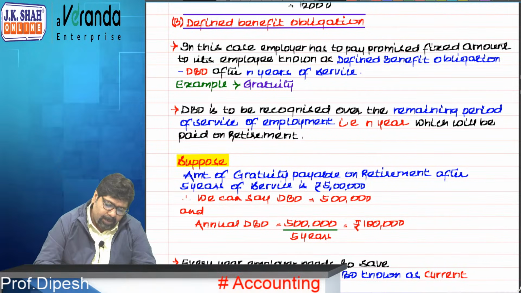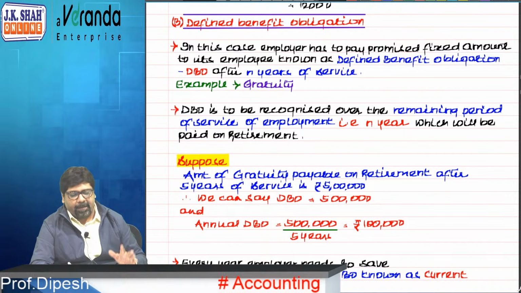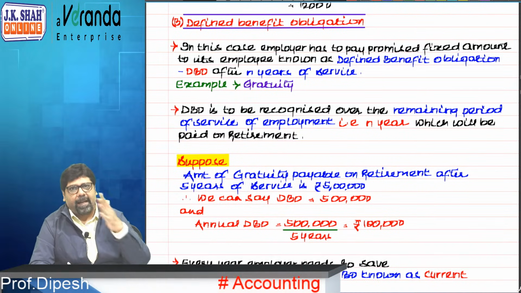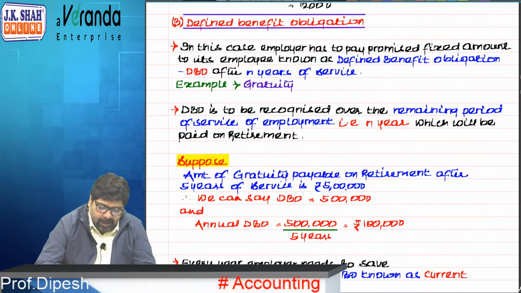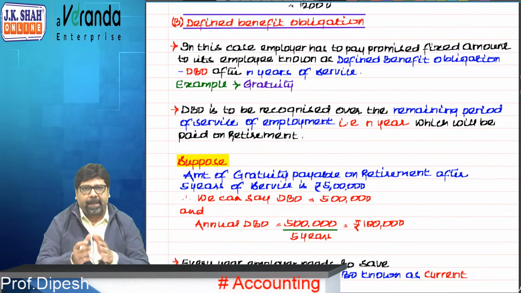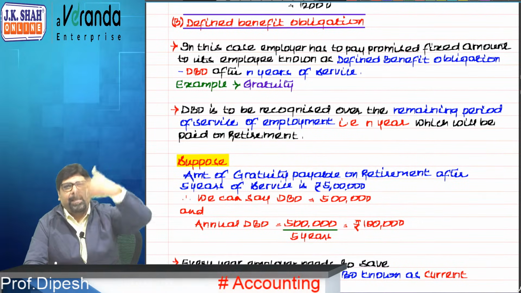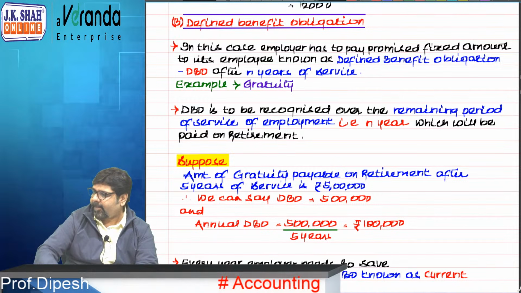DBO is to be recognized over the remaining period of service, that is n years, and will be paid on retirement. So I am promised him X amount on retirement. That X amount is known as gratuity, pension, whatever. Let's call it gratuity. DBO is to be recognized over the remaining period, that means whatever period is left till retirement. Fair enough.